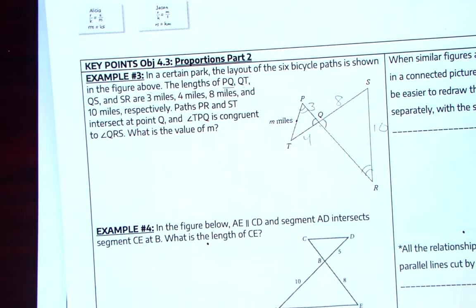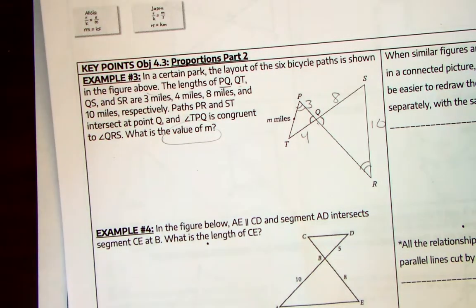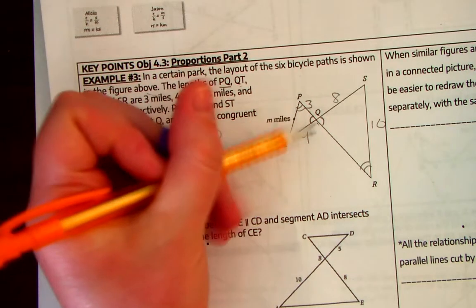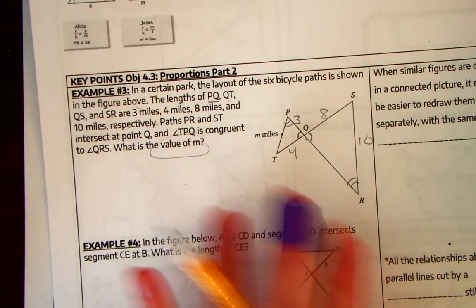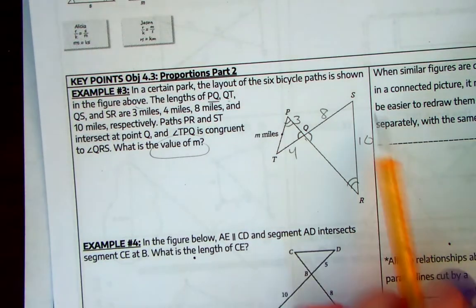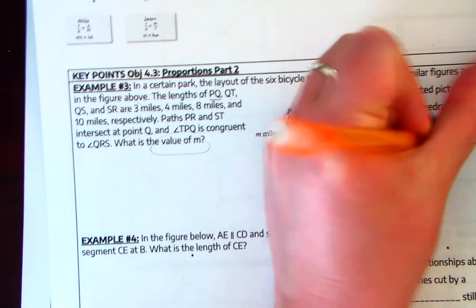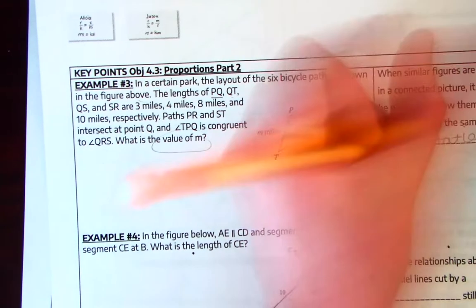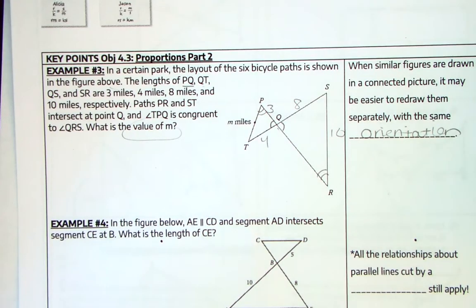All right, what's the value of M? Cool. Well, hey, I'm seeing right here that I have 2 similar triangles because they have 2 angles congruent, so they are similar by angle. Now, the next thing that I would do: when similar figures are drawn in a connected picture, it might be easier to redraw them separately with the same orientation. To help yourself, because where we're going to make mistakes here, guys, is if we're not matching up the stuff that corresponds.